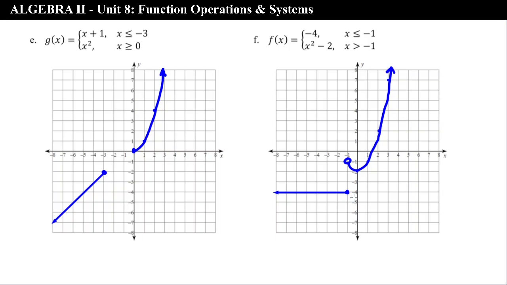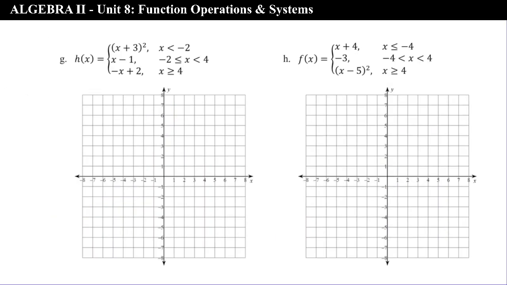All right, continuing on with examples, let's go to G. This time we've got 3 parts to the graph that we are going to sketch. So let's take these one by one. Let's start with the top one, (x + 3) squared. So now we know that it has been translated to the left 3 units. So our vertex is going to be here.